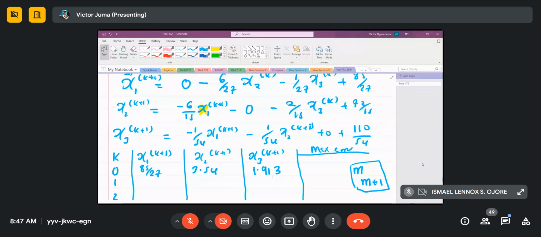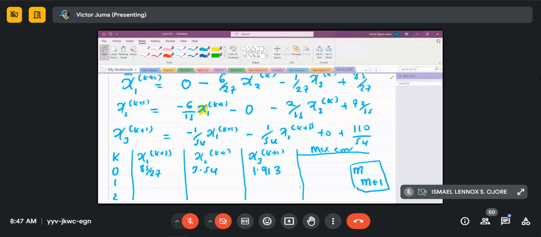And then the error is just the difference between the current value and the previous value. So for each error, that's what we'll be doing. And then you check, is this difference accurate to what I want? Right? Any other question?